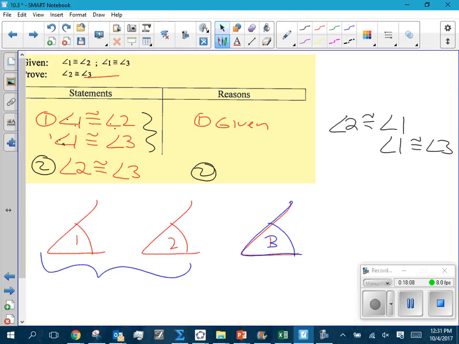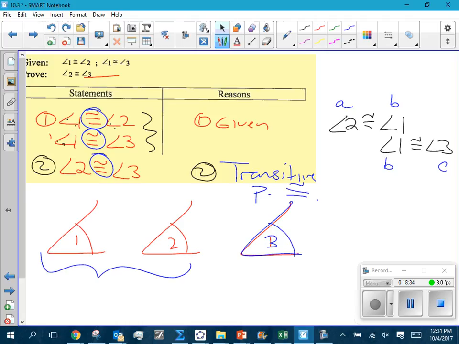Think about this. That's some object A, that's some object B, and angle 3 is some object C. A is equal to B, B is equal to C, why is A equal to C? Transitive property. And we're talking about congruency, right? So we're going to call this transitive property of congruency.